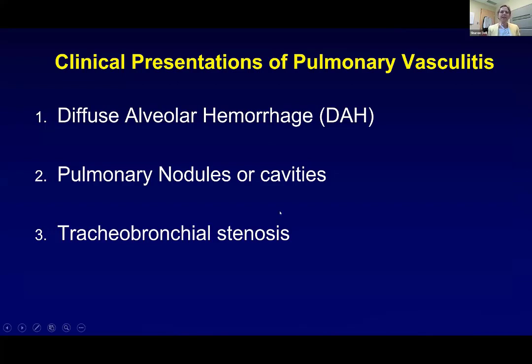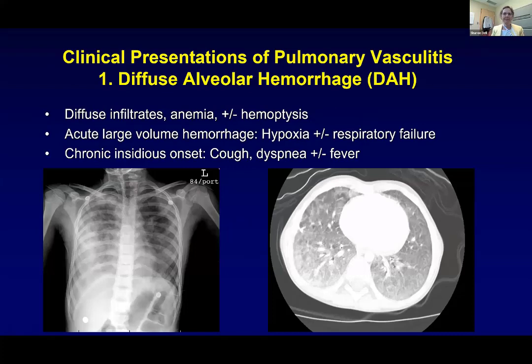The clinical presentations of pulmonary vasculitis are predominantly three, and I hope that by the end of this session these three are imprinted into your brain, so that when you see children in emergency with these clinical presentations, you'll think about vasculitis: diffuse alveolar hemorrhage, pulmonary nodules or cavities, and tracheobronchial stenosis. These are the three primary modes of presentation.